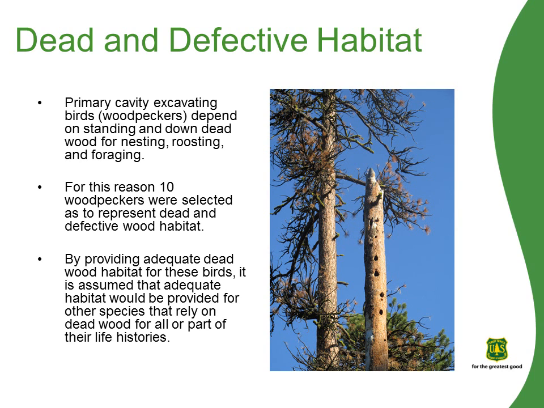One important habitat type across the forest is dead and defective habitat. Primary cavity excavating birds depend on standing and down dead wood for nesting, roosting, and foraging. For this reason, 10 woodpeckers were selected to represent dead and defective wood habitat as management indicator species. By providing adequate dead wood habitat for these birds, it's assumed that adequate habitat would be provided for other species that rely on dead wood for all or part of their life histories.